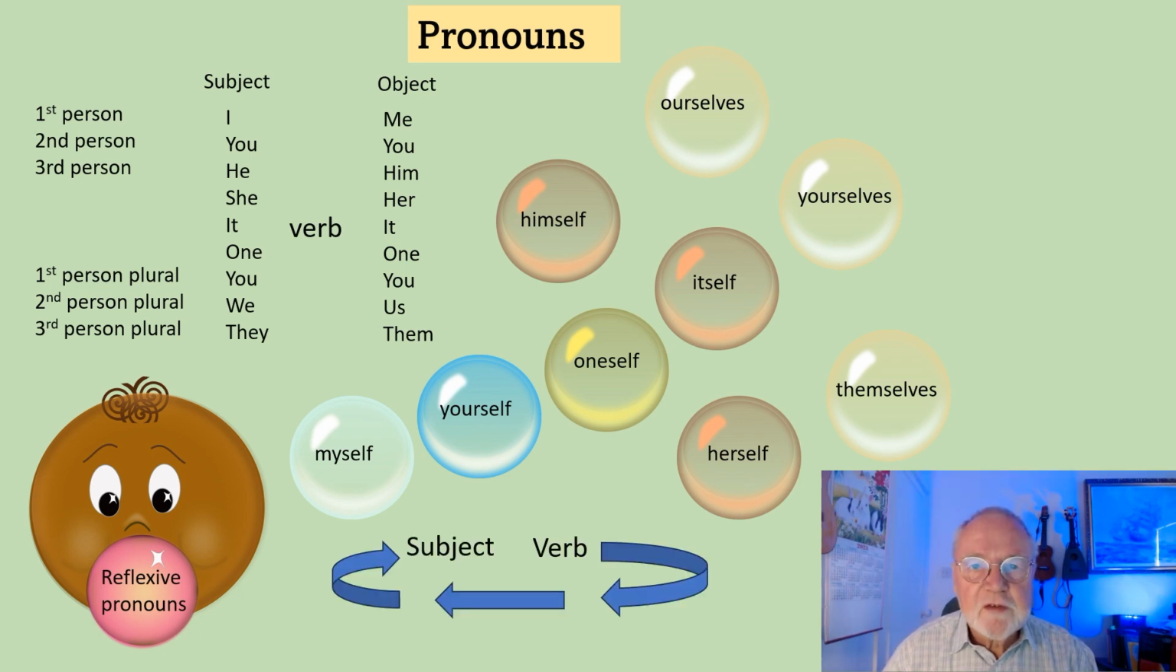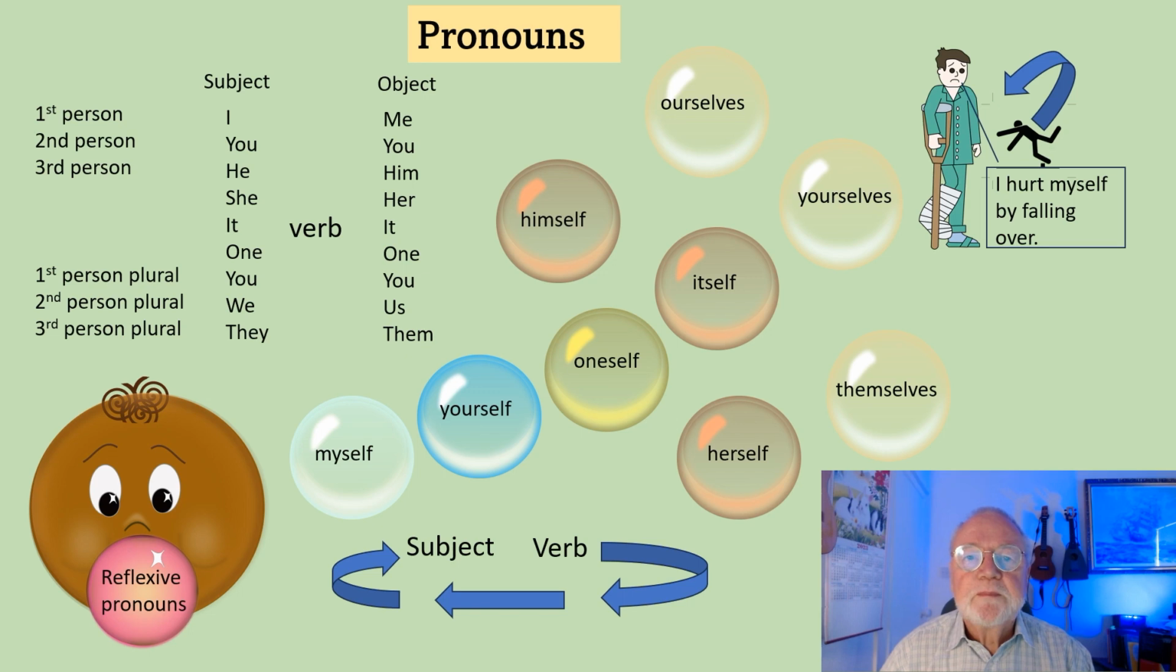We use a reflexive pronoun when the action of the verb is carried back to the subject in the sentence, so it looks like the subject and the object are both the same. Look at this example. I hurt myself by falling over, said John. You notice that the verb is hurt, I is the subject, myself is the object, but they are both the same, so we use the reflexive pronoun.